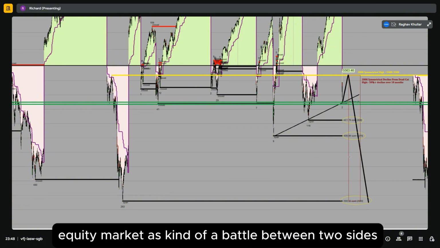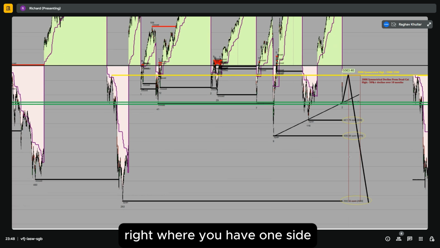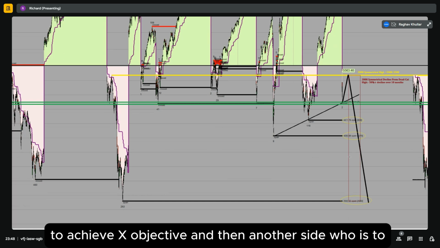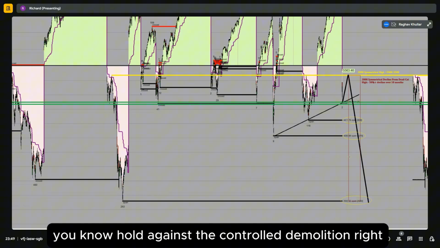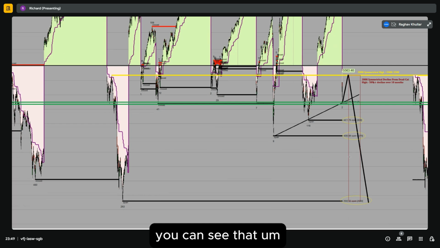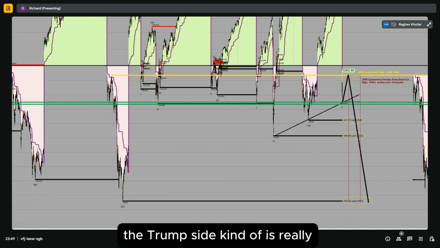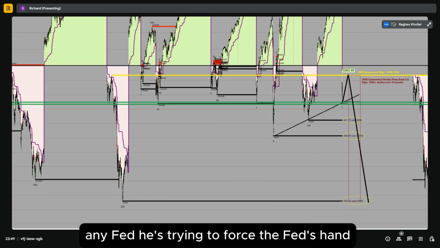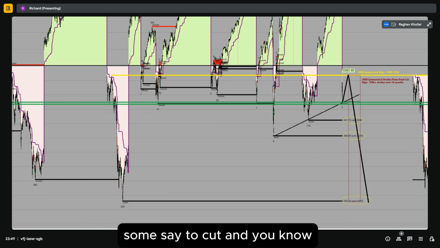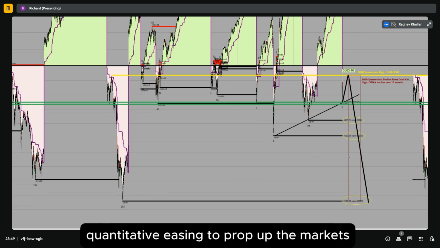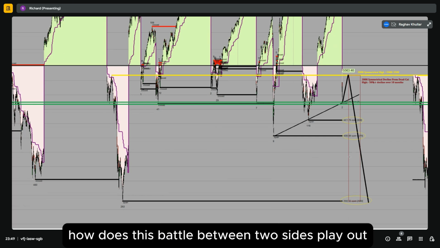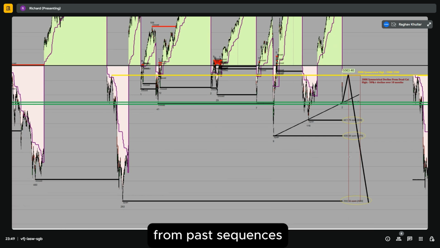And so if you want to see the current equity market as a battle between two sides, right, where you have one side whose idea is controlled demolition to achieve some objective, and then another side who is trying to hold against the controlled demolition, you can see that the Trump side is really pushing hard against this. He's trying to force the Fed's hand, some say to cut, or restart quantitative easing to prop up the markets. And so the question is, how does this battle between two sides play out from past sequences?